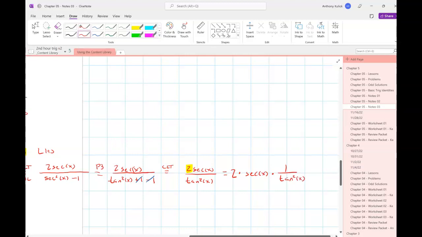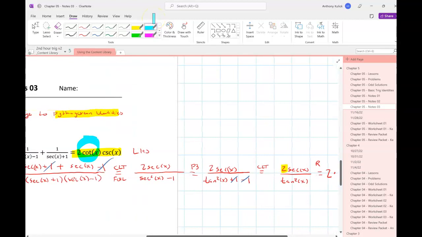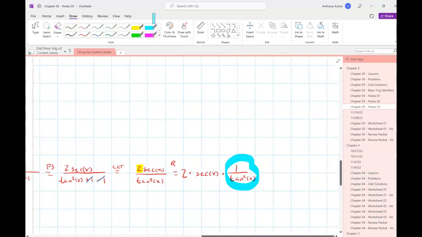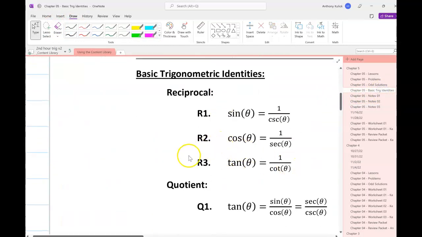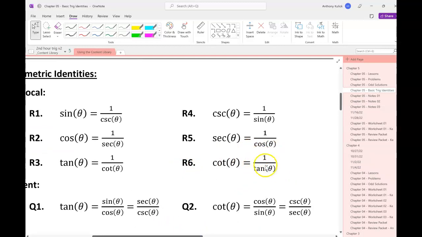Is everybody okay that I can write 2 secant over tangent squared as 2 times a secant times a 1 over tangent squared? That all seems fine, and all I did was some rearranging. Now I see something nice. Looking at what I'm trying to get to, I need to have a cotangent in there, right? And what I have is 1 over tangent squared. So I know I can use which reciprocal identity is going to turn that tangent into a cotangent? I'm going the other way. I'm using R6, right? I have 1 over tangent squared turning into cotangent squared.